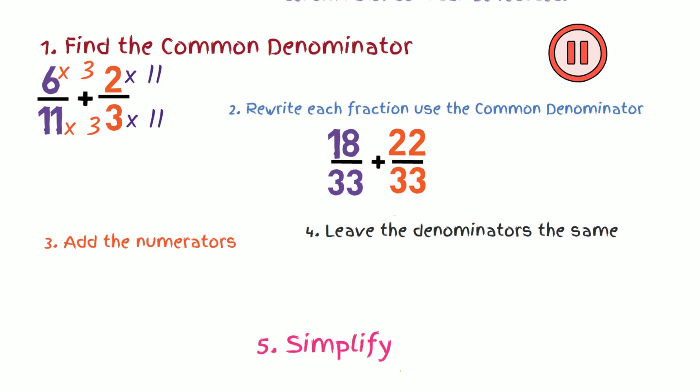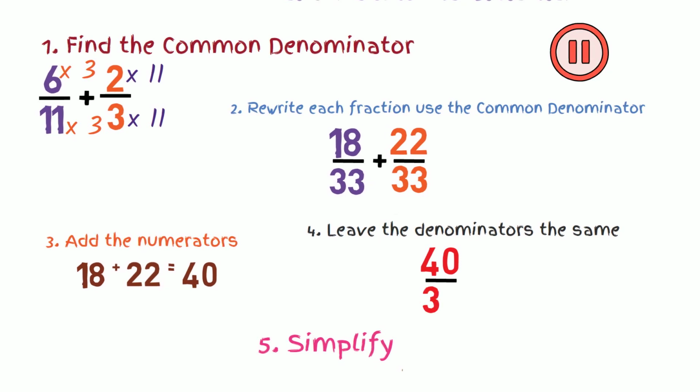Number 2, rewrite each fraction using the common denominator. 18/33 plus 22/33. Number 3, add the numerators. 18 plus 22 equals 40. And number 4, leave the denominators the same. 40/33 is our answer. Our fifth and final step is to simplify if necessary. You can leave this fraction as is or simplify to a mixed number, which would be 1 7/33.